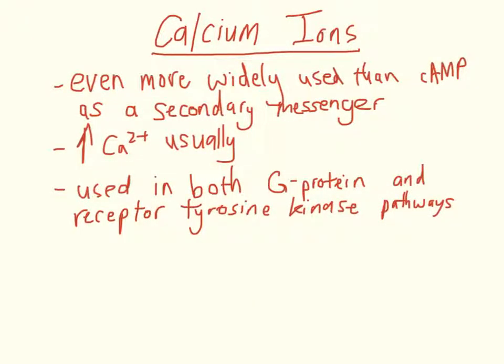Now let us talk about calcium ions. Calcium ions are actually even more widely used than cyclic AMP as a second messenger. Usually there will be an increase in calcium ion concentrations that will initiate some sort of pathway or cellular response. And calcium ions are used in both G protein and receptor tyrosine kinase pathways.